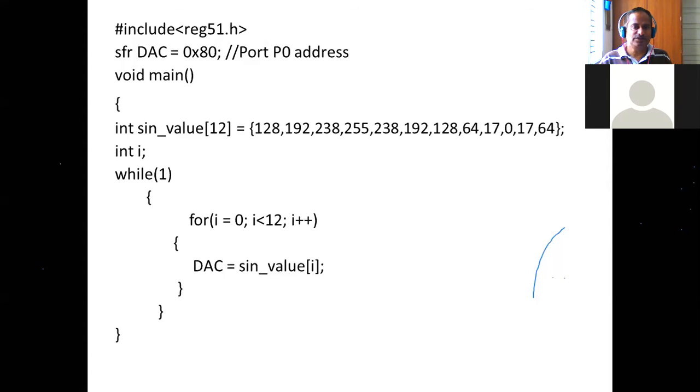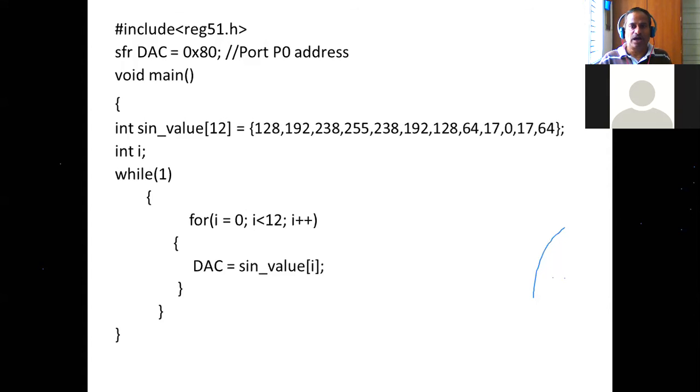Now int i, while 1 means an infinite loop. For i is equal to 0, first value. If i is less than 12, i plus plus. DAC value is equal to, means output the value sine 0. Sine 0 is 128. 128 should be outputted. Like this, 12 different digital data are outputted to port 0.